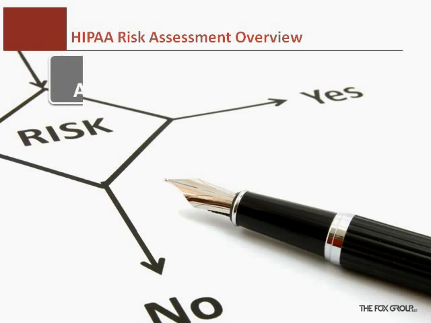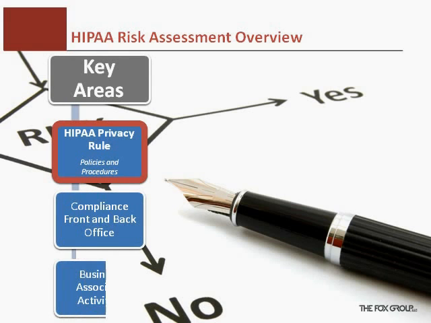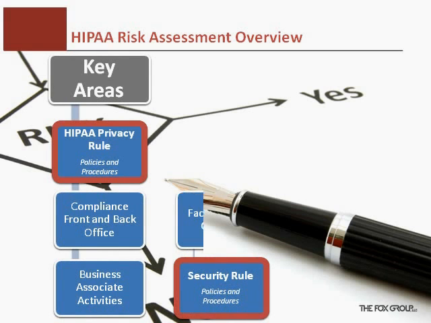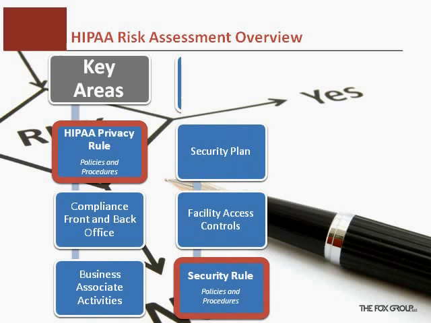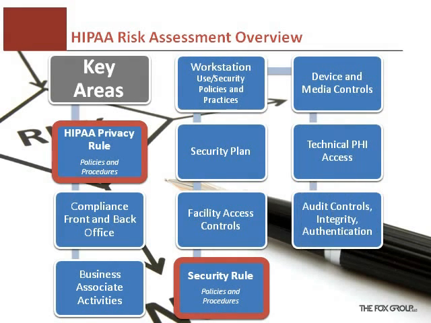In summary, key areas. A comprehensive HIPAA risk assessment must cover areas addressed by the privacy rule, areas covered by the security rule, and areas covered by the draft breach notification regulations.